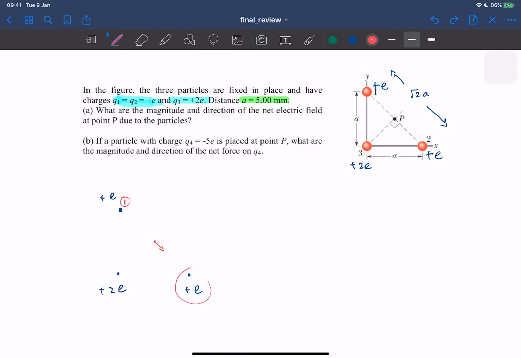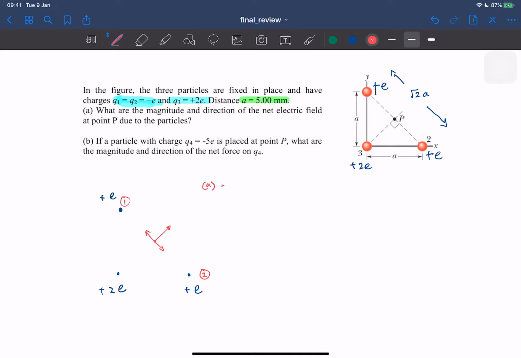Electric field from this one, which is the second one, is pointing this way. And since they are equal distance from each other, they just cancel out, right? So this one and this one are gonna cancel out. So the only thing left that you need to figure out is the electric field from this guy here. And that's gonna be pointing that way. Okay, so that's the answer for A.